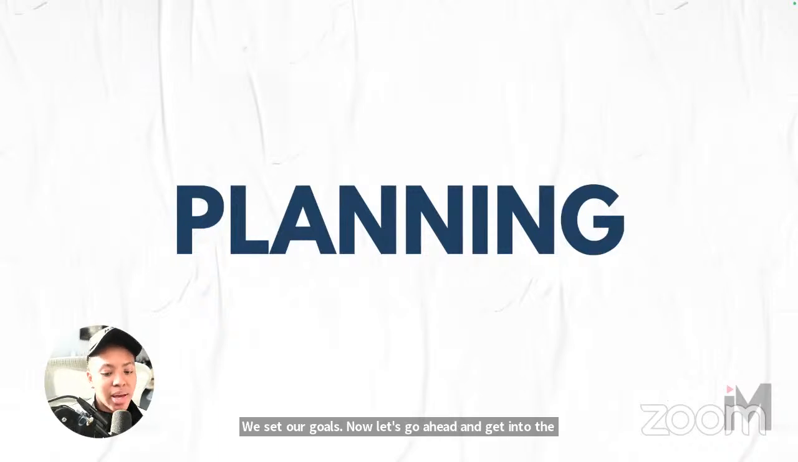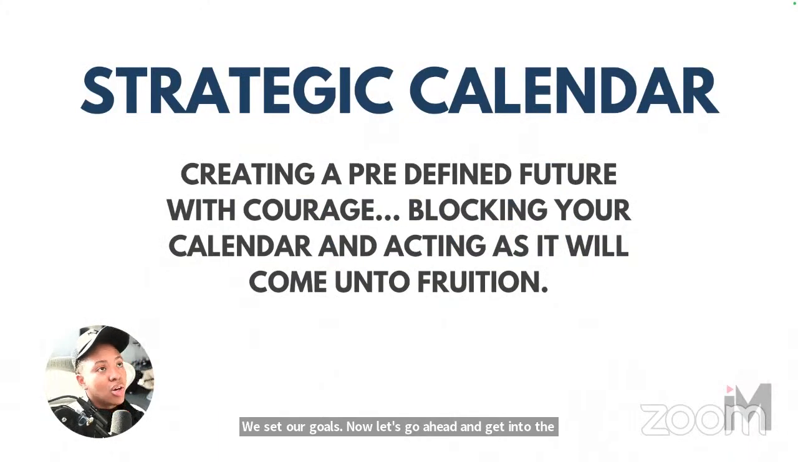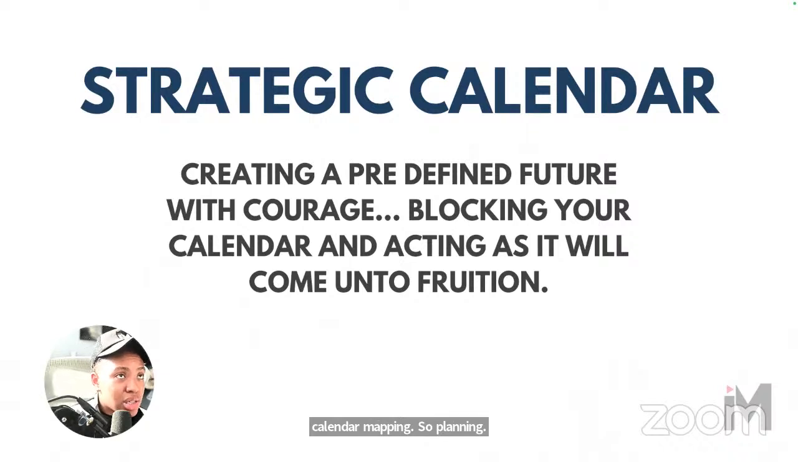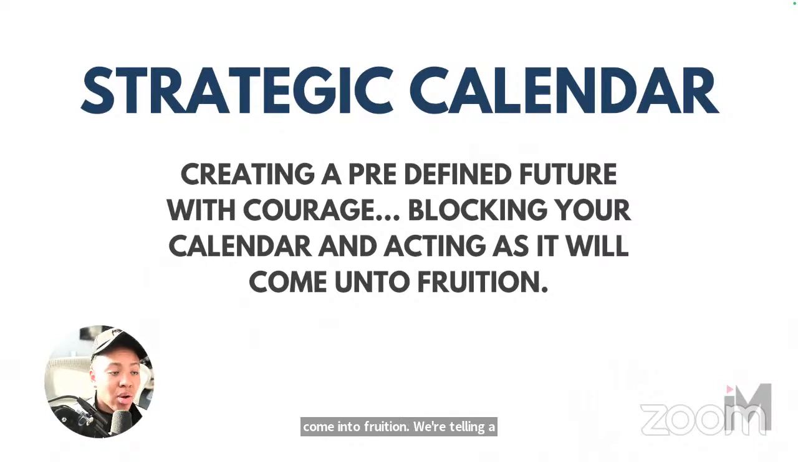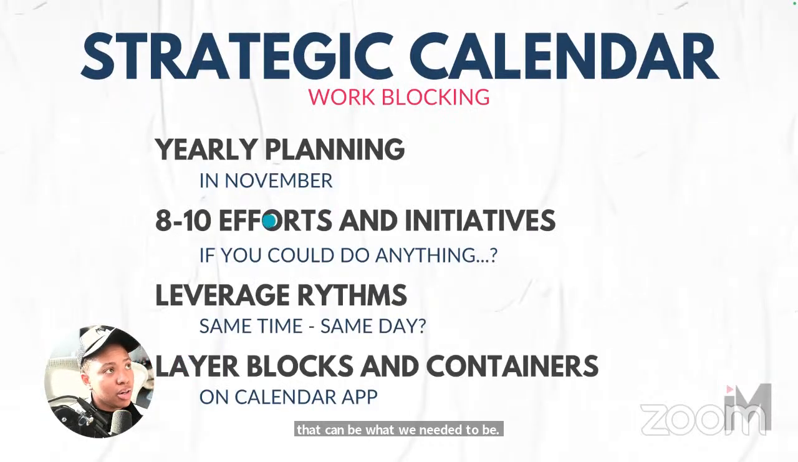So planning. What we're going to do today is create a strategic calendar, creating a predefined future with courage by blocking out your calendar and acting as if it will come into fruition. We're telling the future right now, and we're going to walk the walk and talk the talk so that can be what we need it to be. And here is what that details.